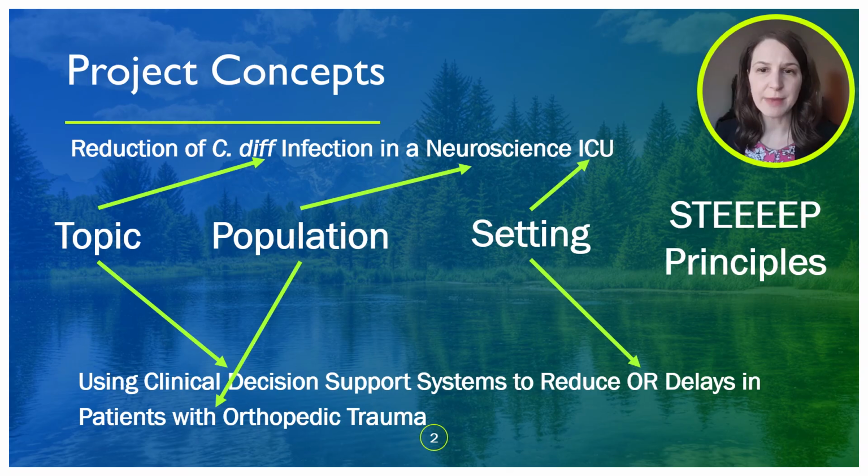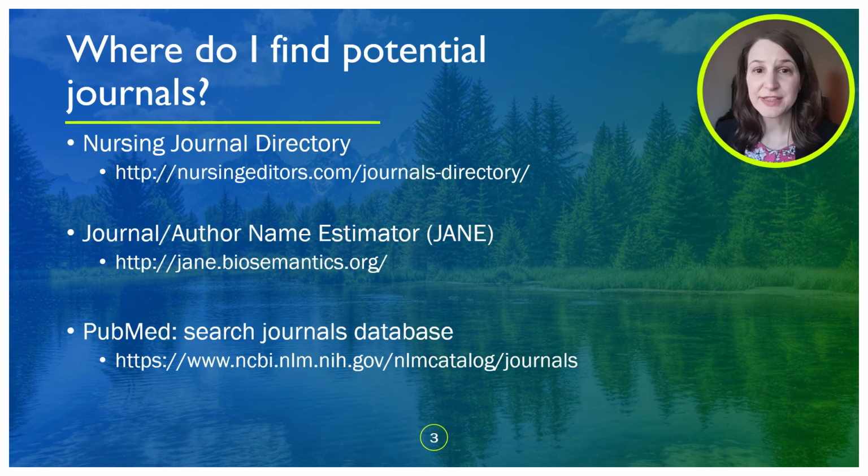Keep these concepts in mind because they can help you think through potential journals, and we'll come back to these examples in a bit. There are several resources to help you find journals. The one that I like the most is the Nursing Journal Directory, which is a list of reputable nursing journals collated by the International Academy of Nursing Editors, or INANE, and the Nurse Author and Editor Journal. There's also the website JANE, which stands for Journal Author Name Estimator. You can also search for potential journals in PubMed. Let's look at how to use each of these resources.